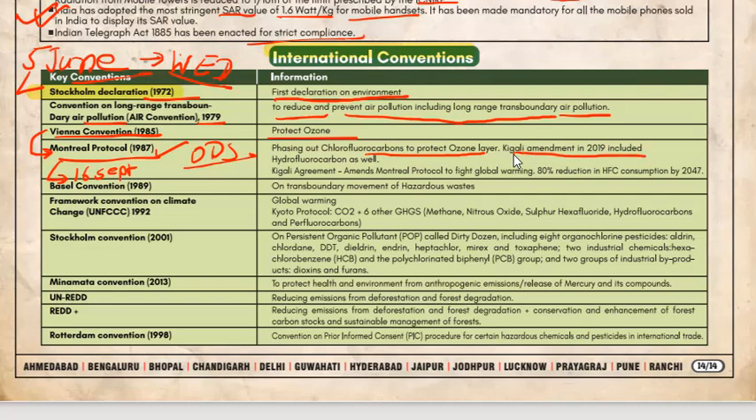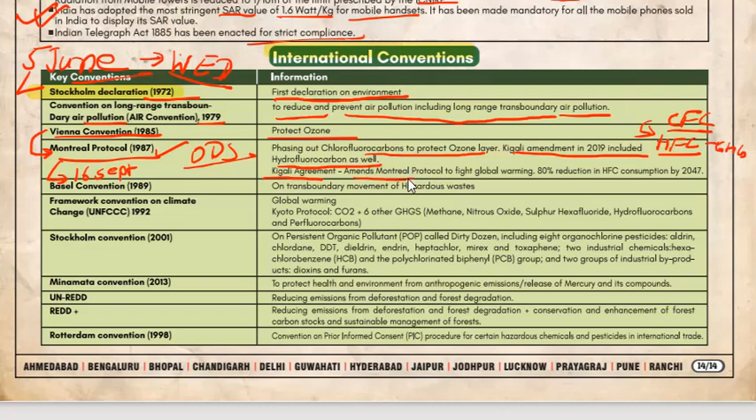Kigali Amendment of 2019 included hydrofluorocarbon as well. Actually, hydrofluorocarbon, HFC, is a greenhouse gas. This is not an ozone depleting substance, even though it is put under the Kigali Agreement of the Montreal Protocol, because it is the replacement of CFC. Even though it is a greenhouse gas, it is put under this Kigali Agreement of the Montreal Protocol, not under the Kyoto Protocol of the greenhouse gases. Understood?